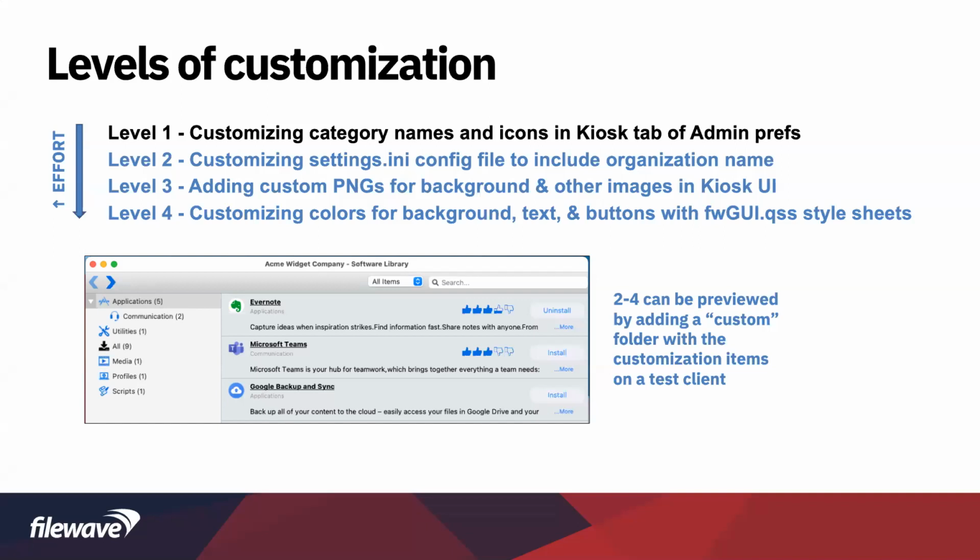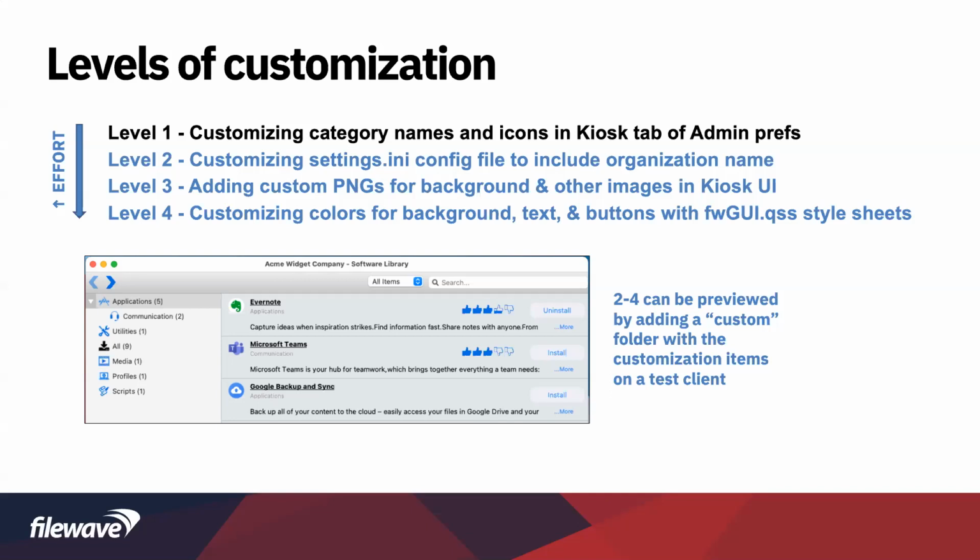So level 1 is pretty basic. Any admin can do this. It's basically logging into the FileWave admin and making changes to the kiosk tab in your admin prefs. This will let you replace all of the icons for the categories. You can create additional application categories in there and nest them and those kinds of things. Those changes are actually stored on the server, so there's nothing to deploy to the client devices.